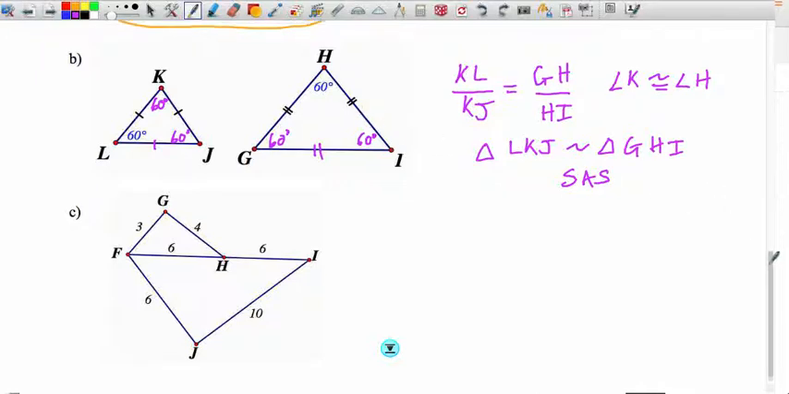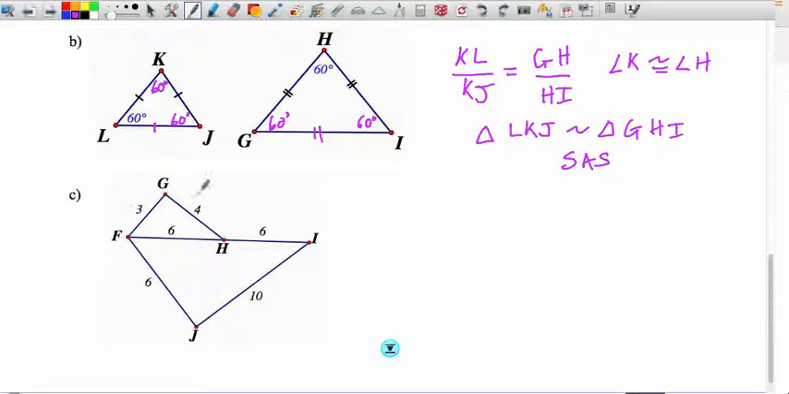Alright, and then if we look at example C, what we have here are no given angles and no common or reflexive angles. So what we're going to need to do is establish a ratio, or proportion rather, of all of the sides and see if they are congruent to each other. Okay, and so what I can do is look at the ratio.